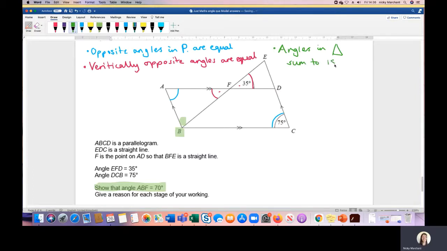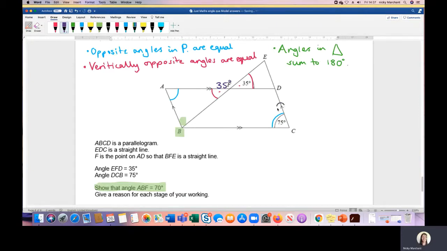180. So if you've got all those three reasons, look at your shape and think, what can I pick out? What can I use? And there's your three reasons. There's your final mark if you've got the numbers right. Okay, so let's go for it. So this angle here is 35. We can write it in. That's 35 there.